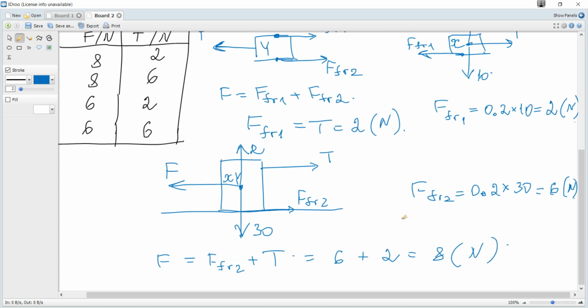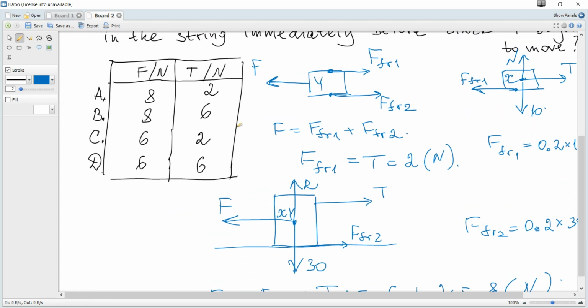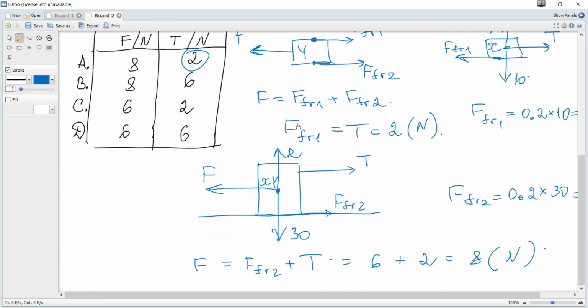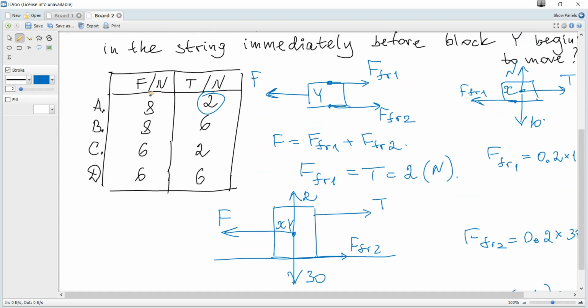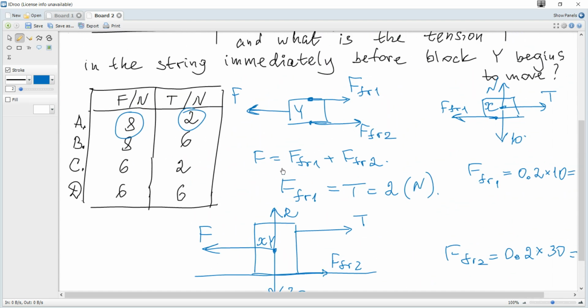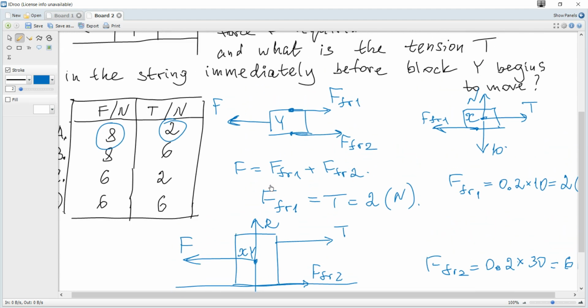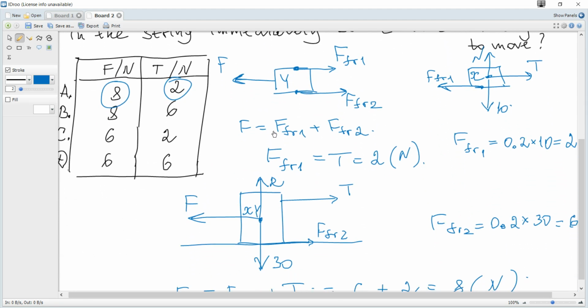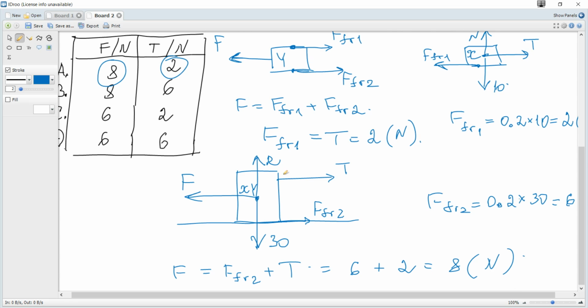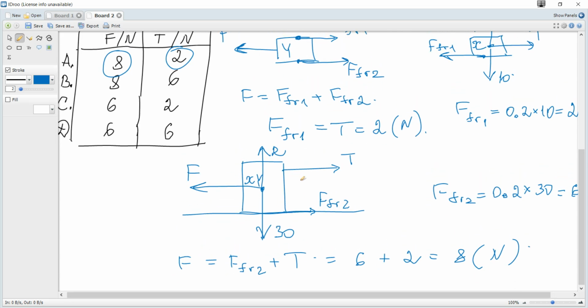So tension is 2 and F is 8, so it's A. And that's all for this question.